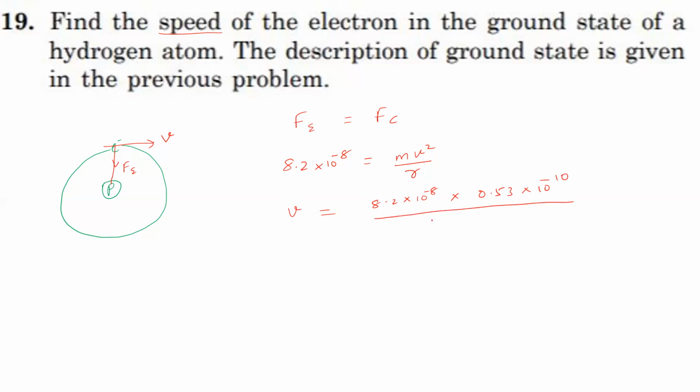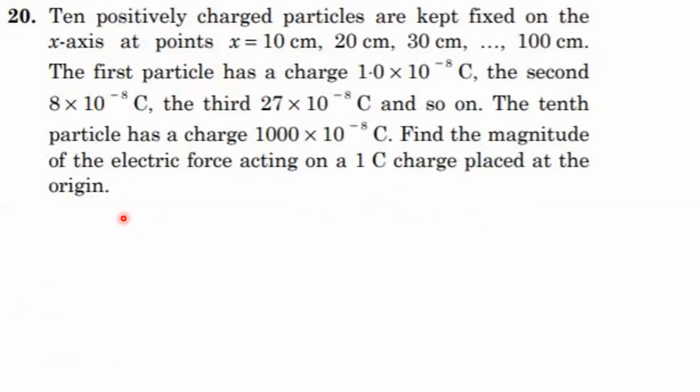Mass of the electron is 9.1 × 10^-31 kilogram. By taking the square root of this v squared and solving, we will get the speed of the electron. The speed of the electron in the first orbit is 2.18 × 10^6 meter per second. Let us solve another sum.